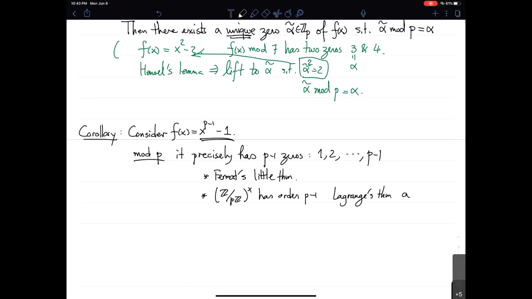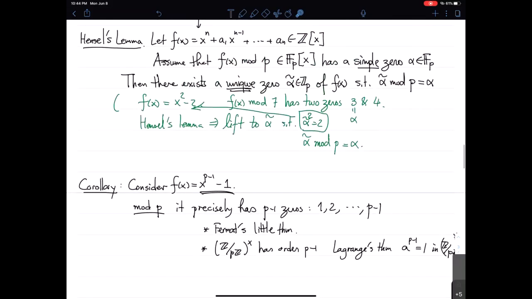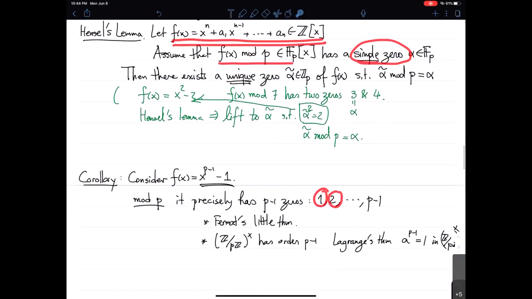Every element in here, if you multiply it p minus 1 times, gets to the unit, which is 1 in (Z mod pZ)^×. There are two ways to see it. But anyhow, this degree p minus 1 polynomial has exactly p minus 1 zeros, and they're different, so every single one of them is a simple zero. Now I can apply Hensel's lemma to my f(x). All I want is that mod p I have a simple zero, so I can apply it to each one of the simple zeros I have at hand.